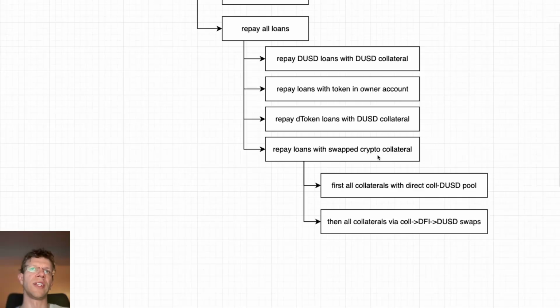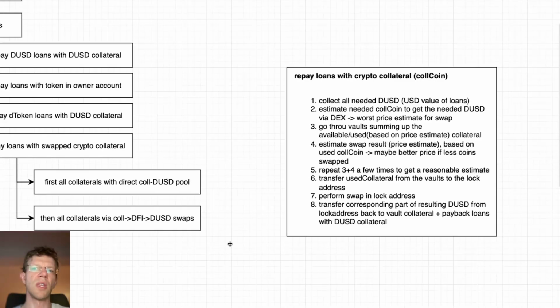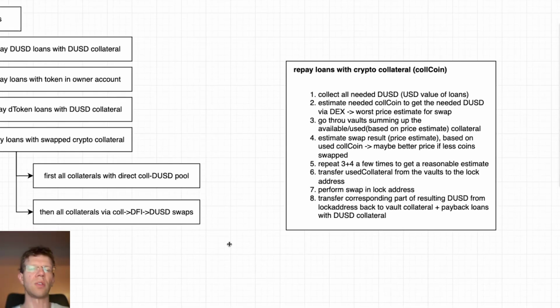So that's the overall idea, and it's again split in two parts. First, all collaterals with direct collateral DUSD pools, so DFI and DUSD and stablecoin DUSDs, and then all the other collaterals where we have to go collateral DFI DUSD swaps. Because I think it makes sense to first go the direct route where we don't affect any other prices with the swaps. And how this is done was for me one of the biggest things to sort out, to make it work in a way that I think is fair and reasonable.